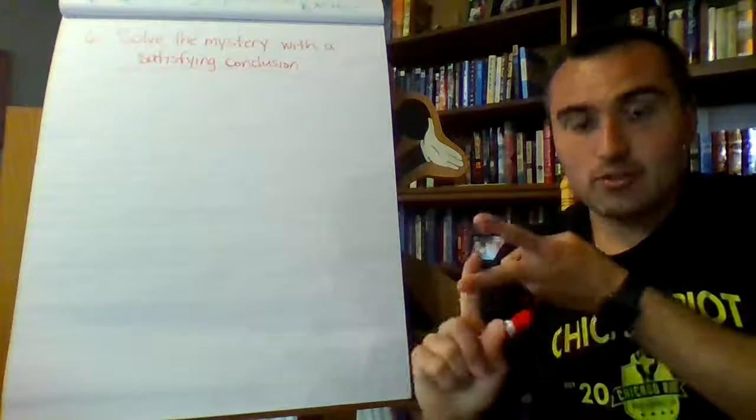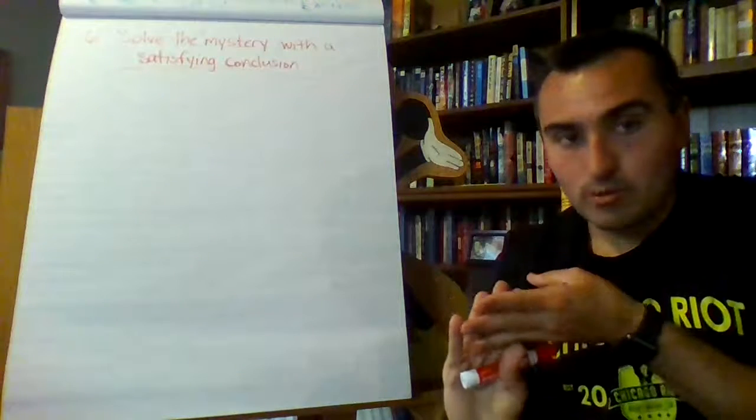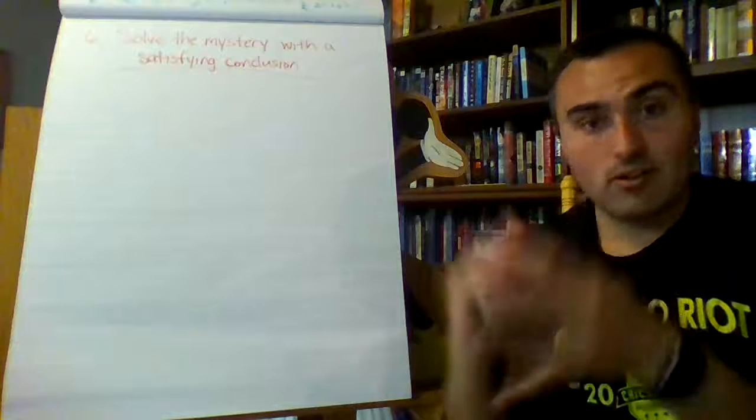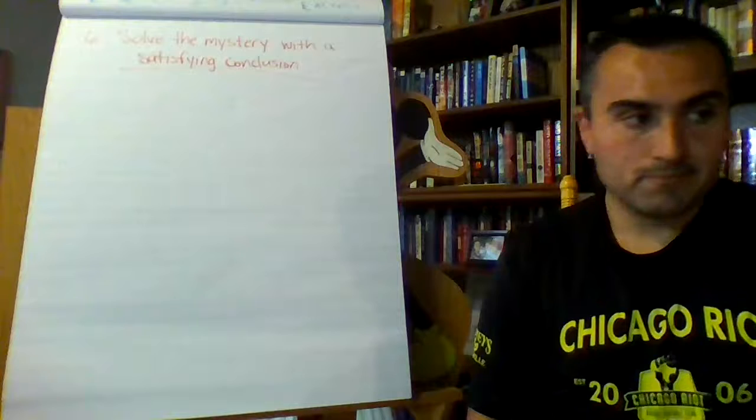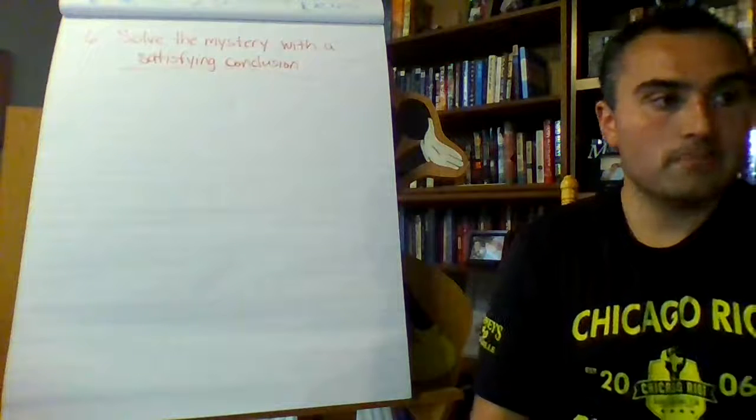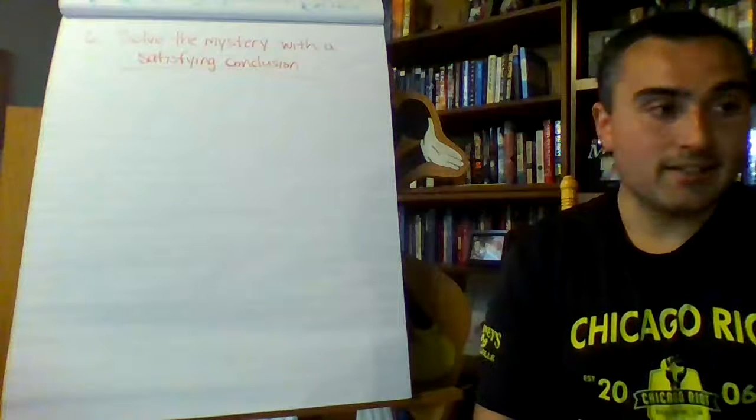Why did they steal the donuts? Where were those donuts hidden? How did your character find them? All that stuff has to be added in between. But here are some good conclusion ideas.